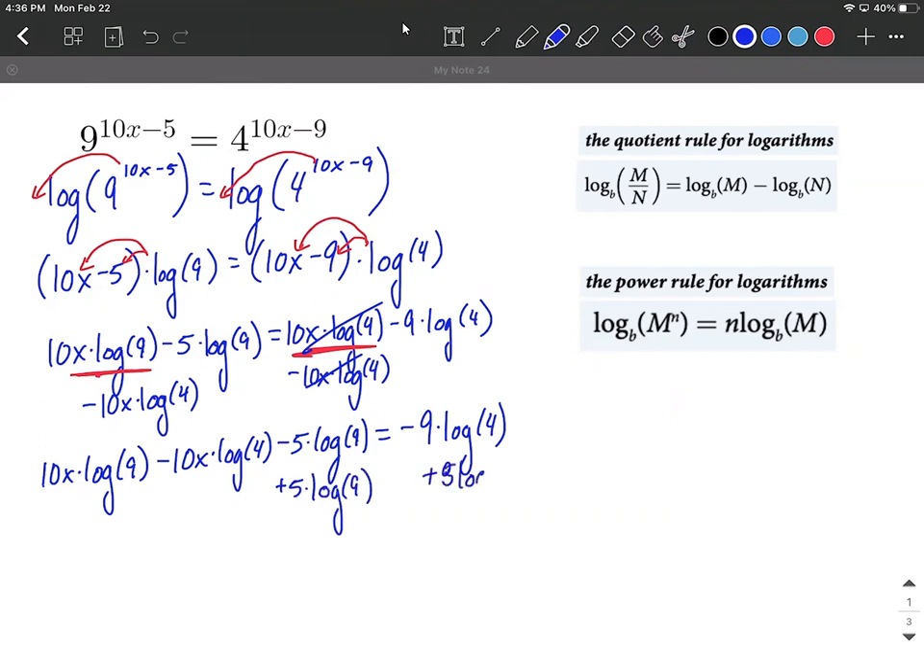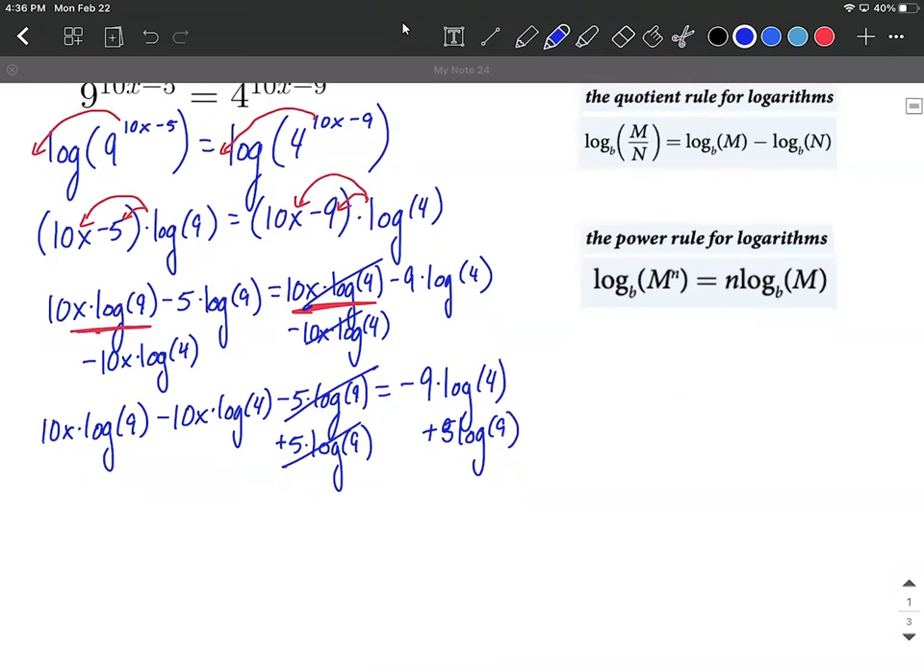5 log of 9. Subtracting and adding the same thing makes 0. So at this point, we're left with those two terms that have x's on the left side. What I'm going to do next is, these both have an x as a common term, so we're going to factor out a common factor of x.